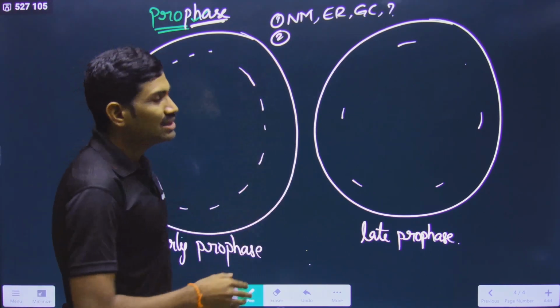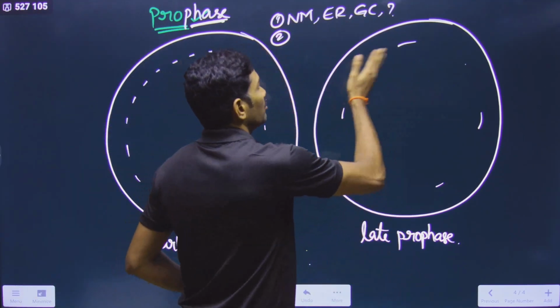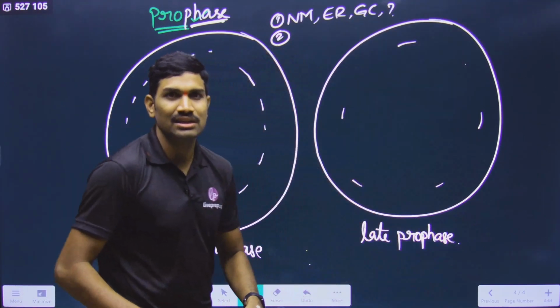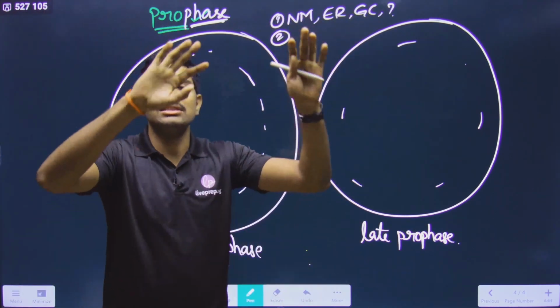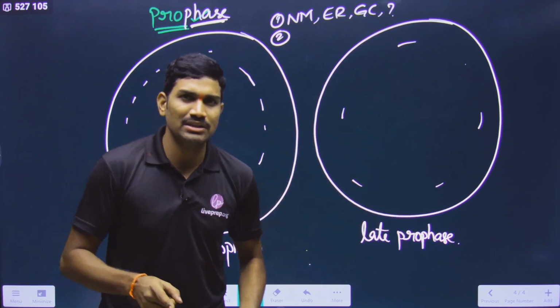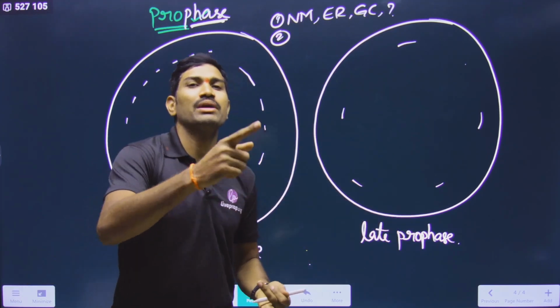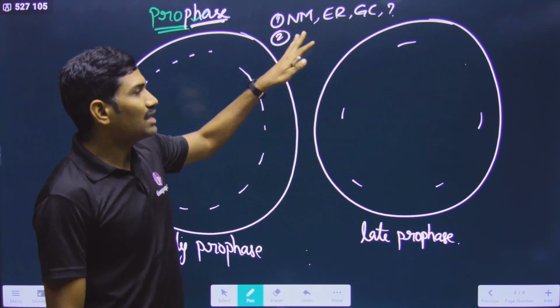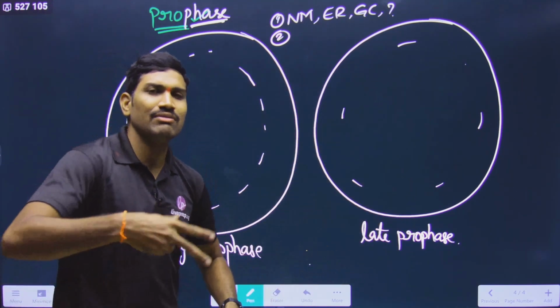But what is the problem with ER and GC? Now understand this. ER and GC are reticular structures, network-like structures. They are distributed in the entire cytoplasm. If this large network is present, how will chromosomes be separated? They will stop the separation. That is the reason why ER and GC also undergo breakdown. So these large structures, those which can stop the movement of chromosomes, will undergo breakdown.